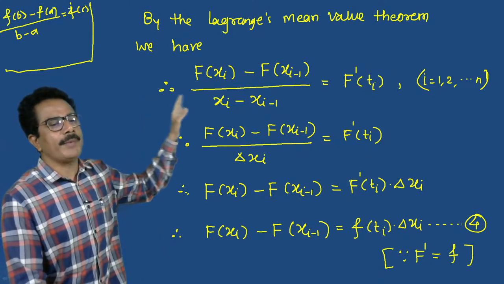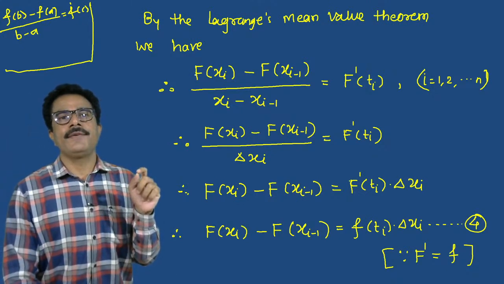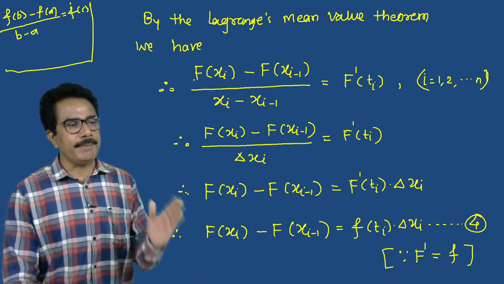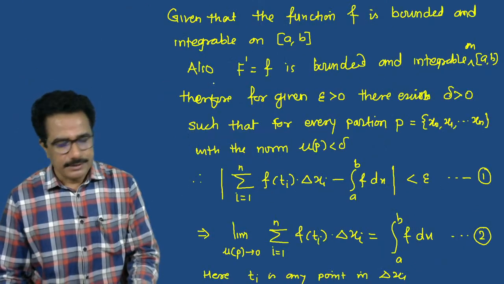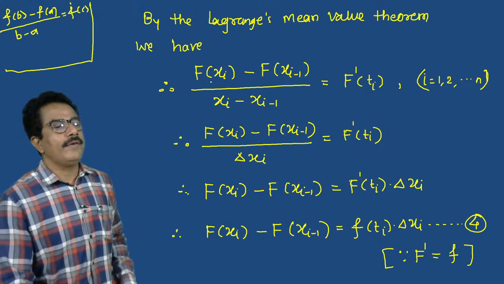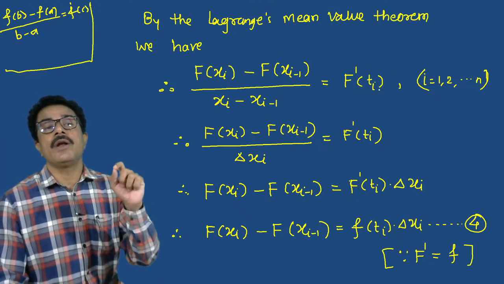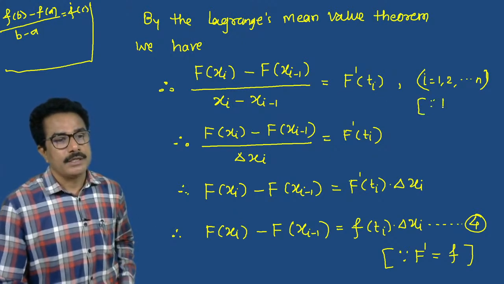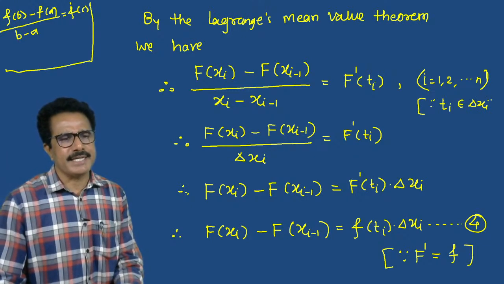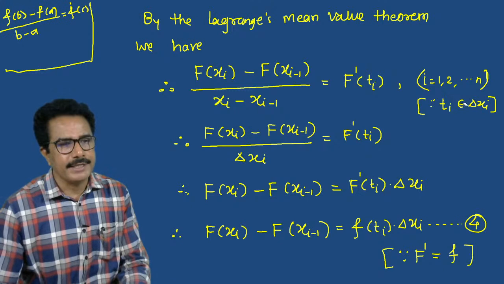If you use small f as the function, use small f everywhere; if you use capital F, use capital F everywhere, no problem. So, capital F is differentiable and bounded, then by Lagrange's mean value theorem, because we have considered the interval x_{i-1} to x_i, F of x_i minus F of x_{i-1} divided by x_i minus x_{i-1} is equal to f dash of ti, where ti belongs to delta xi. Ti is any point in delta xi.